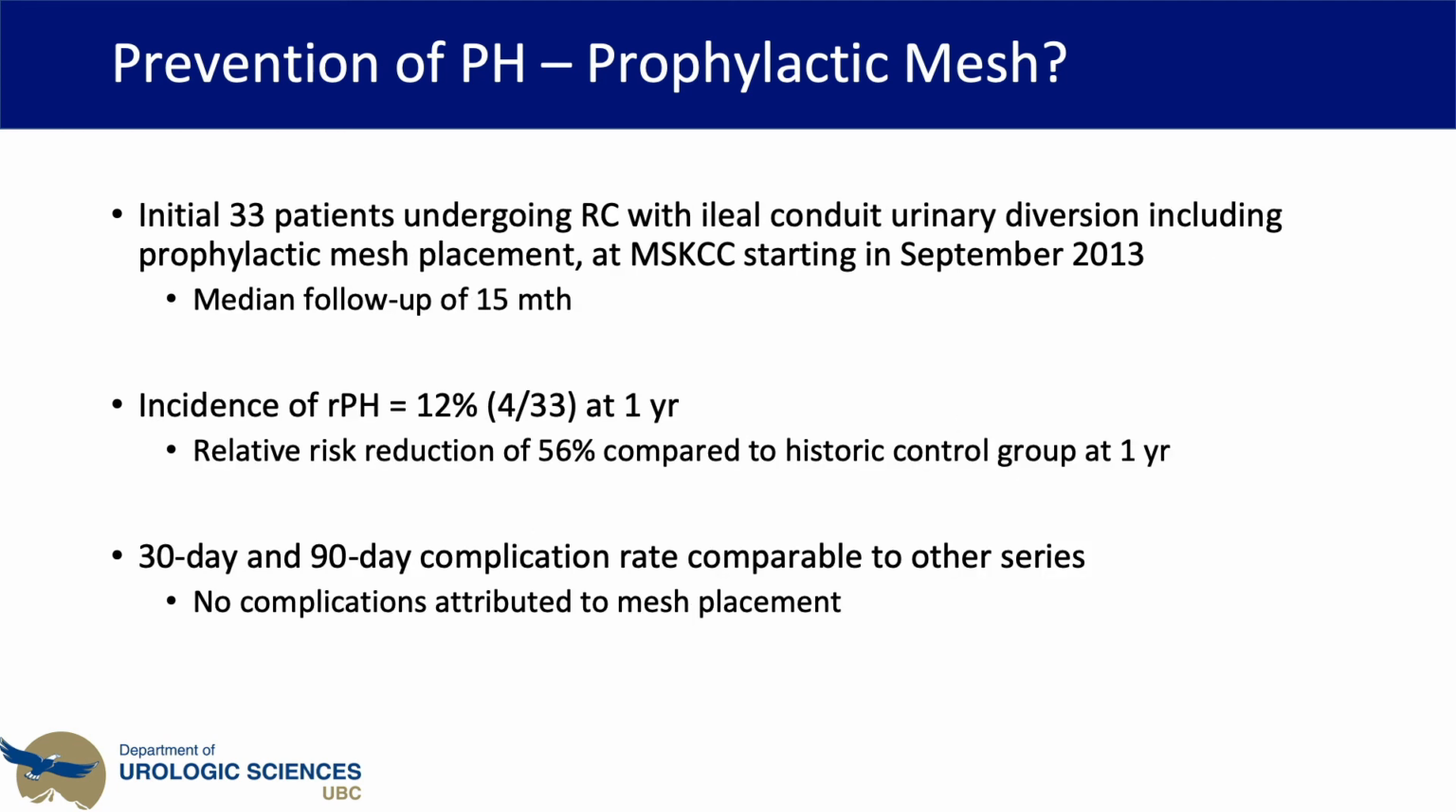Now it's still early. Of their initial 33 patients, they had a median follow-up in this group of 15 months. Their incidence of radiologically diagnosed parastomal hernia was 12% at a cutoff of 1 year. Looking at Donahue's previous paper, the rate would have been 27% without prophylactic mesh. They concluded a relative risk reduction of 56%. They also looked at 30 and 90-day complications. They weren't significantly different, and there were no complications specifically from the mesh placement.